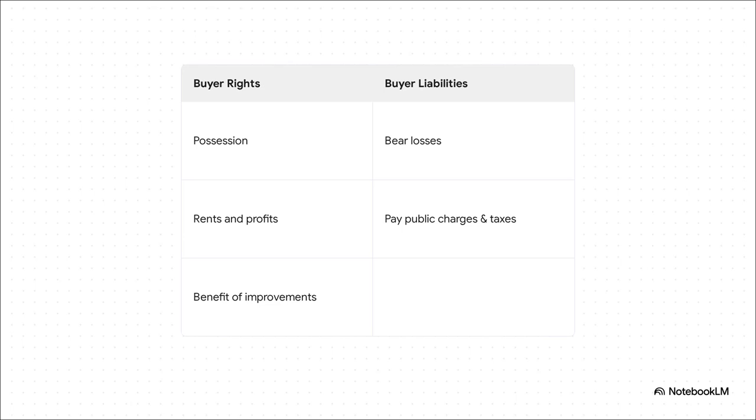Buyer rights. 1. Right to possession. 2. Right to rents and profits. 3. Right to benefit of improvements and accession. Buyer liabilities. 1. To bear losses after transfer. 2. To pay public charges and taxes.